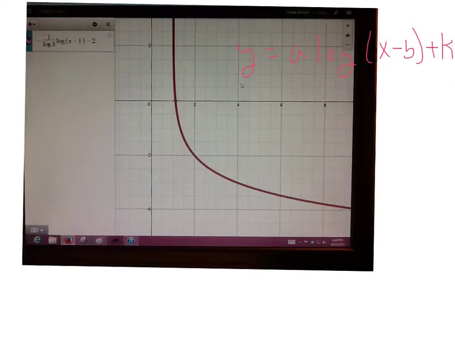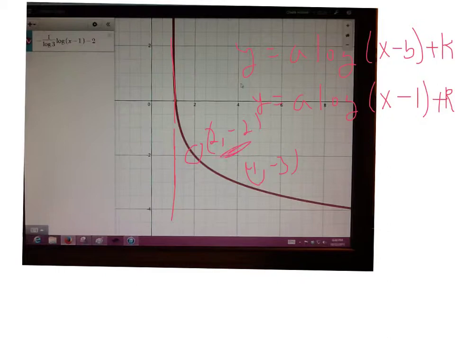Alright, so I'm seeing this equation goes through 2, negative 2, and it's looking like it goes through 4, negative 3. I see the vertical asymptote is at, what is that, x equals 1? Right. So I know I'm going to write a log of x minus 1 plus some number k equals y.